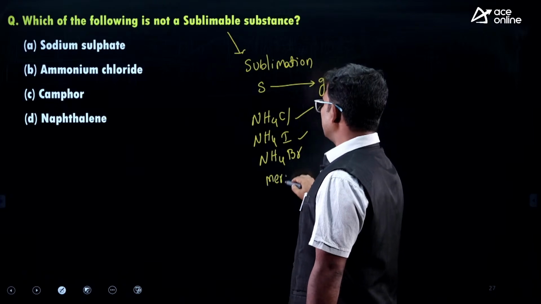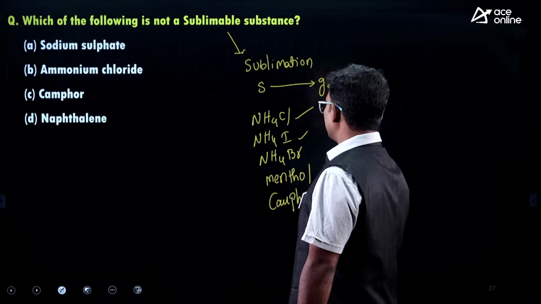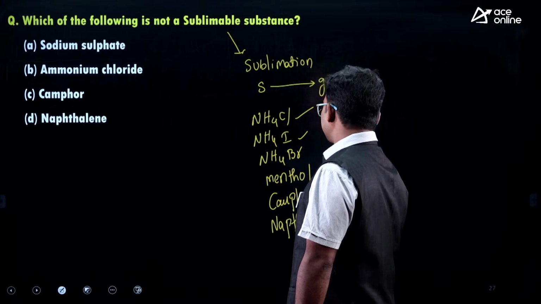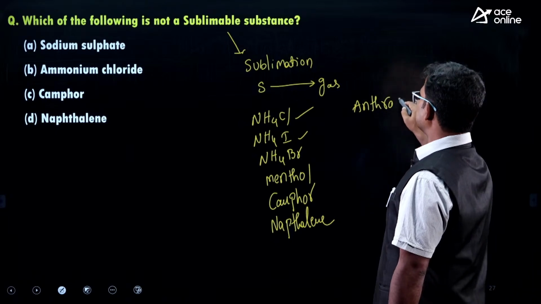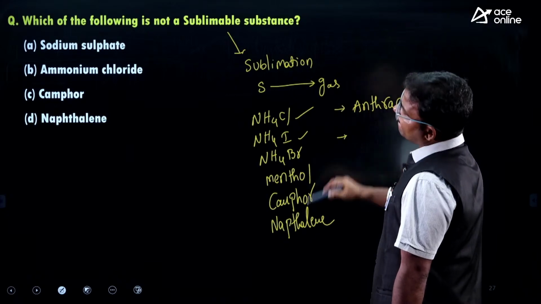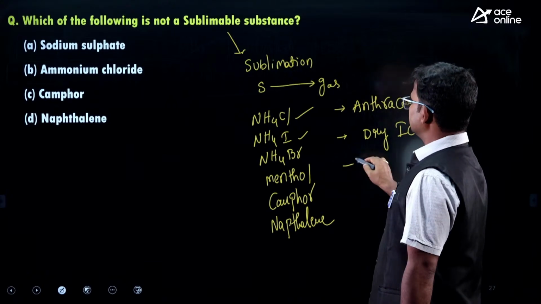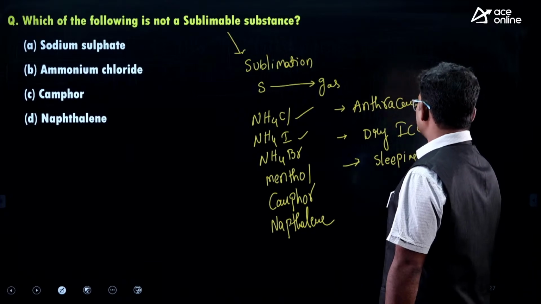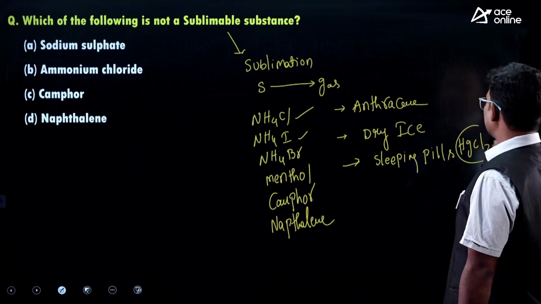Next menthol, next camphor, next naphthalene, next anthracene, next dry ice. Next, sleeping pills, which is nothing but mercuric chloride, HgCl2.